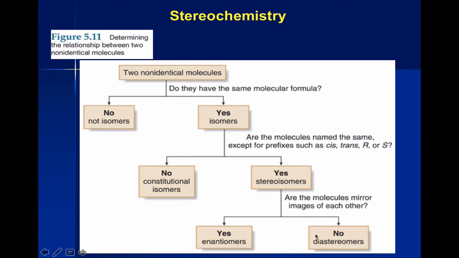So the way that I like to think about this is my right hand is a mirror image of my left hand, and so they are enantiomers of one another. But my right hand and my right foot are not mirror images of one another. They are diastereomers. So think of it that way.